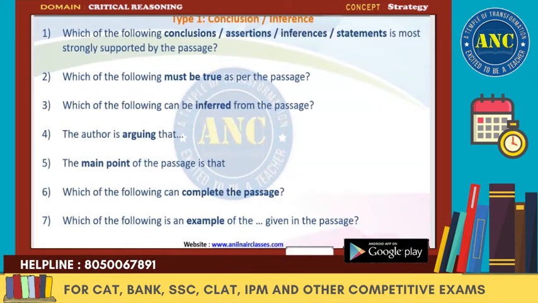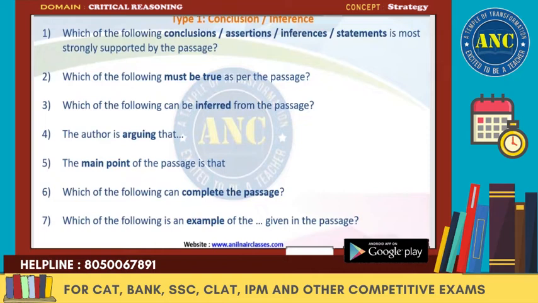So the first one, the conclusion or the inference type of question. They are usually stated in the following manner. Which of the following conclusions, assertions, inferences, or statements is more strongly supported by the passage? Which of the following must be true as per the passage? Which of the following can be inferred?